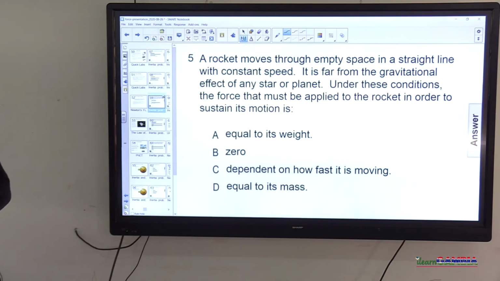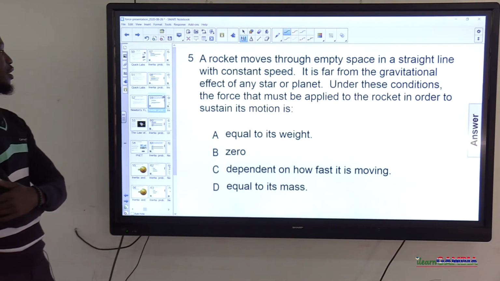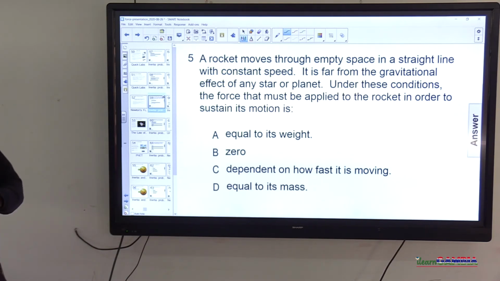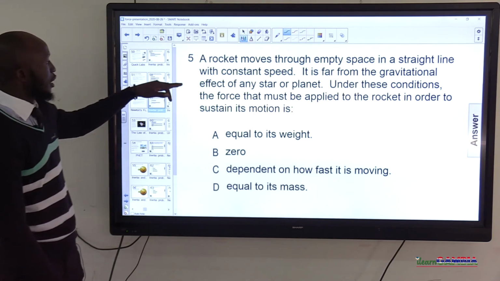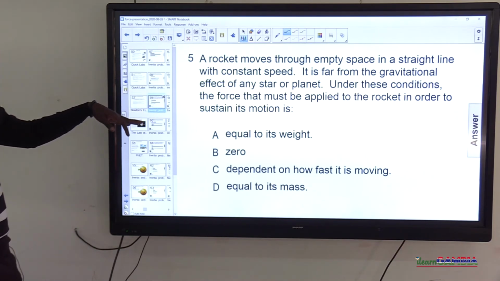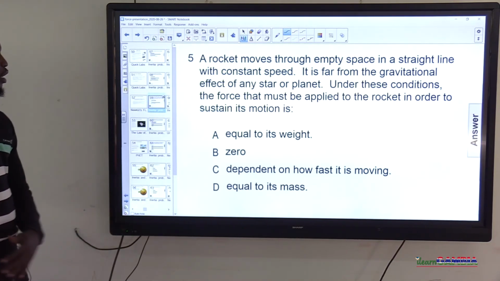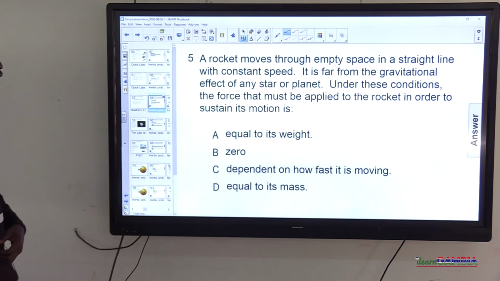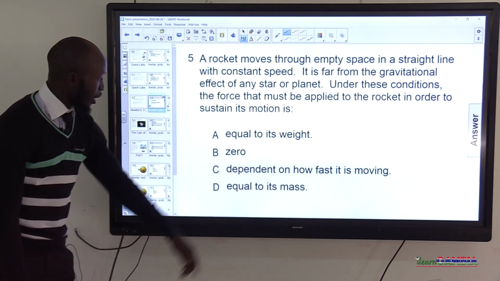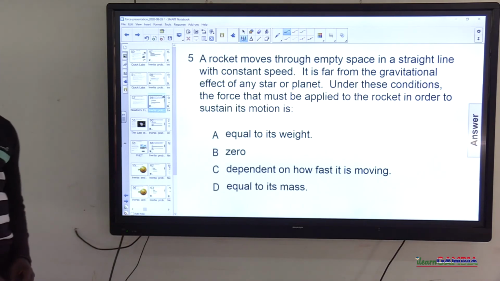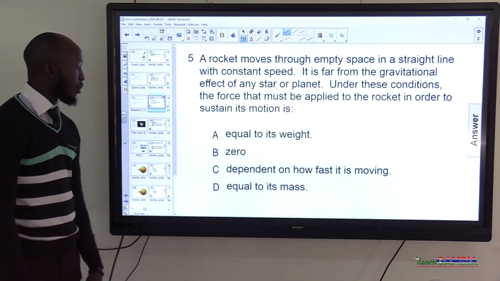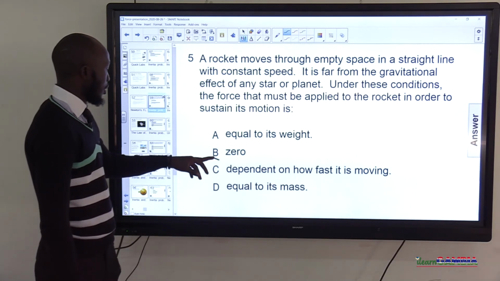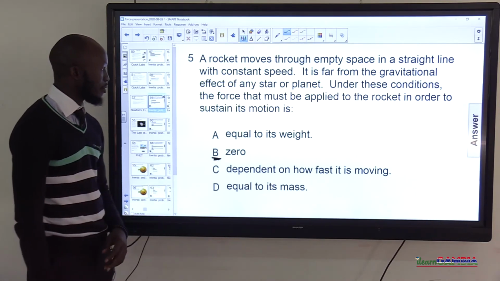A rocket moves through empty space in a straight line with constant speed. Remember, the speed is constant here. It is far from the gravitational effect of any star or planet. Under these conditions, the force that must be applied to sustain its motion is: equal to its weight, 0, dependent on how fast it is moving, or equal to its mass. Here we don't need to apply any force, and the rocket will maintain its movement, its velocity, right?